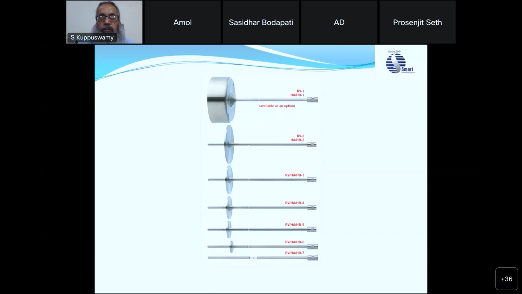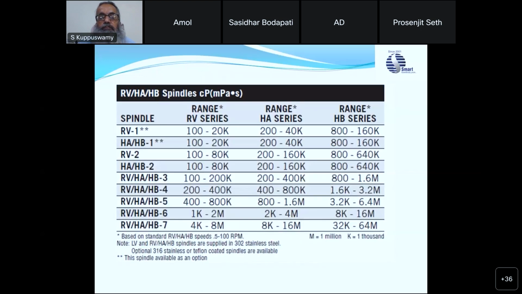These are the RV torque range spindles. In the RV torque range, 6 standard spindles are available. Next slide. Yeah, the RV1 spindle is an option, it doesn't come as a standard supply. But the other 6, RV2 onwards up to RV7, are the standard spindles available. Each spindle has a different measurement range.